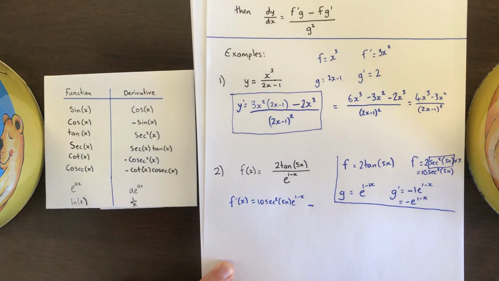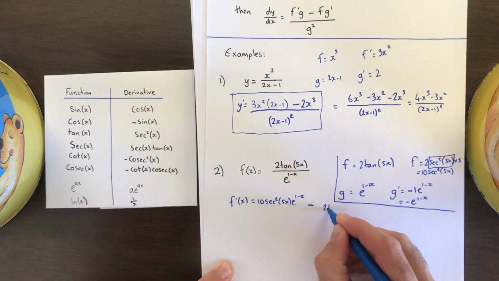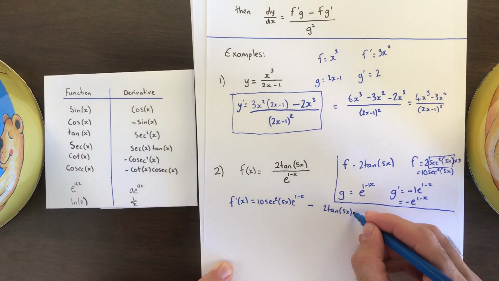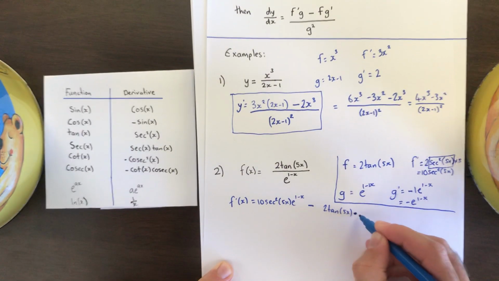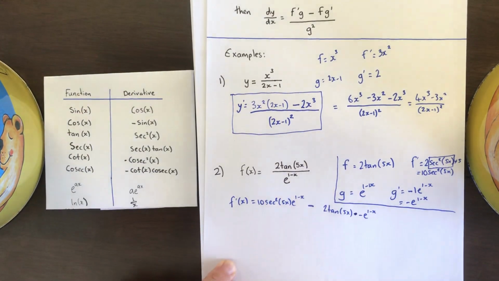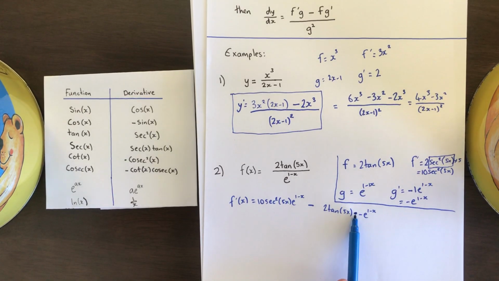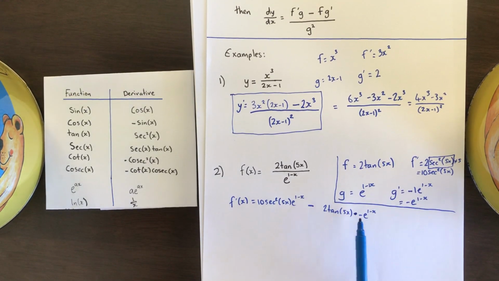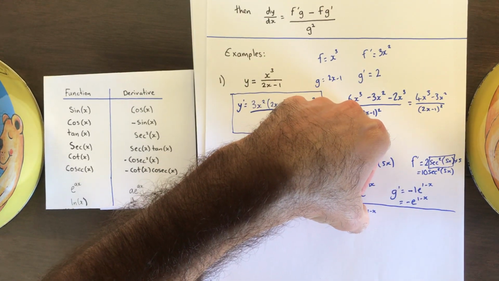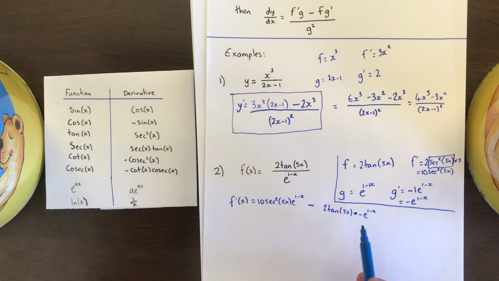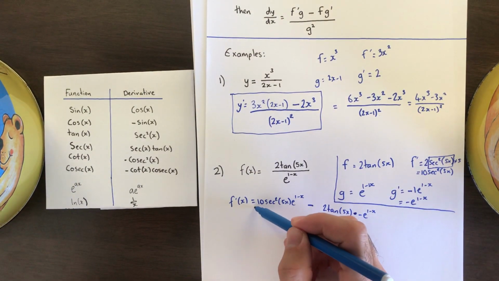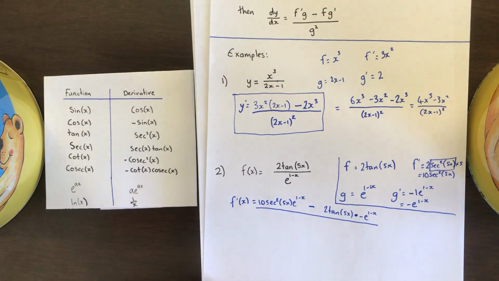minus f g dash, so f was 2 tan 5x times by g dash, which was negative, or times by negative e to the 1 minus x. You have to be careful that I put that multiply here. If I just wrote it next to each other, people could get confused and think it's 2 tan 5x minus that, but I want it to be multiplied by that minus there. So that is my f g dash, and divide it by g squared.